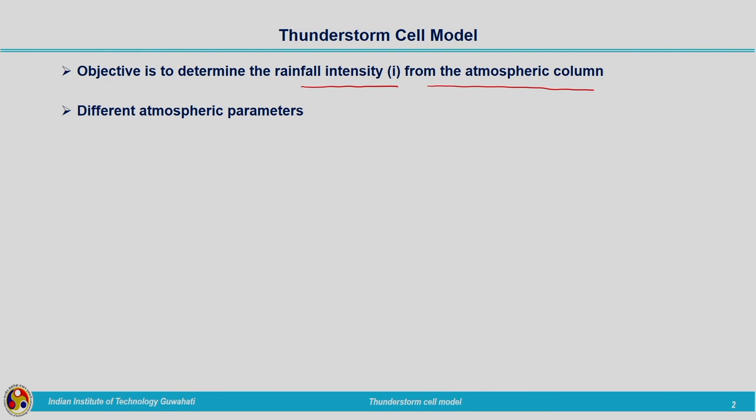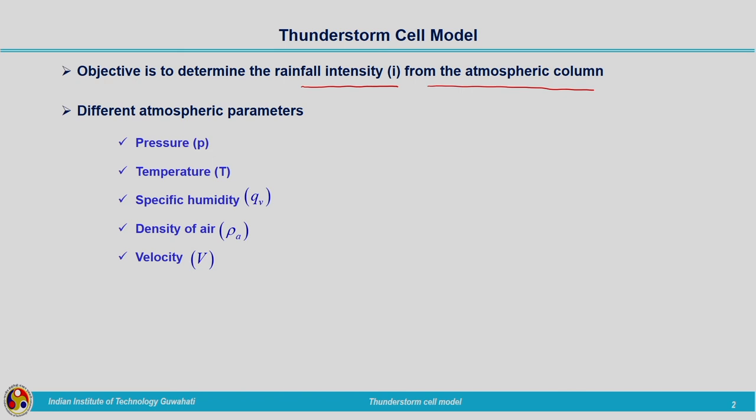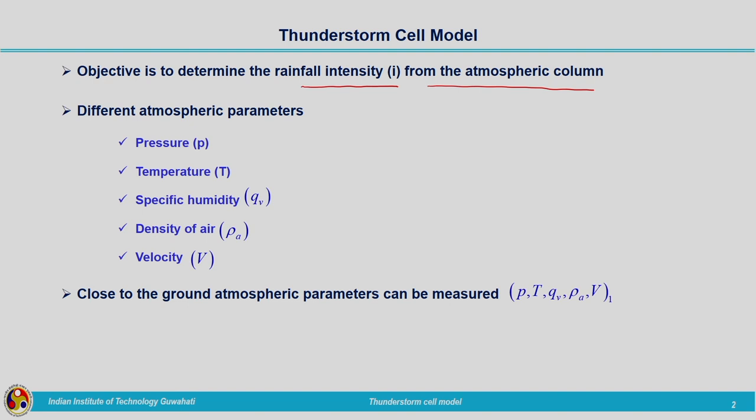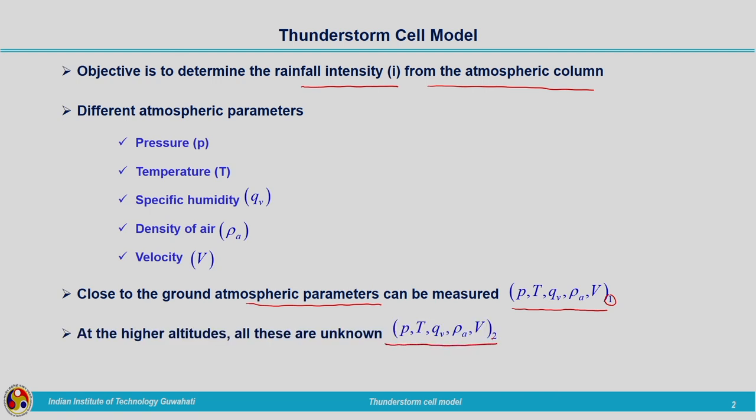The different atmospheric parameters which we will be considering in this particular model are pressure P, temperature T, specific humidity QV, density of air rho A, and velocity of the wind, that is the velocity with which the movement of air is taking place. Close to the ground, these atmospheric parameters can be measured, that is P, T, QV, rho A, V. Close to the ground, we represent them by notation 1. But as we go away from the ground surface, these quantities have to be calculated. So, at higher altitudes, these are unknown, and we may have to calculate them.